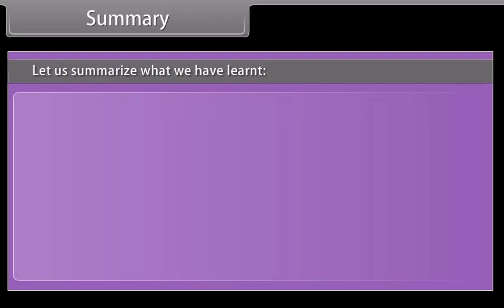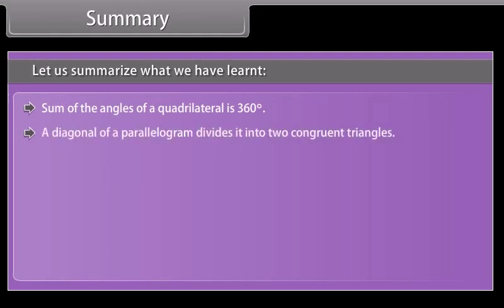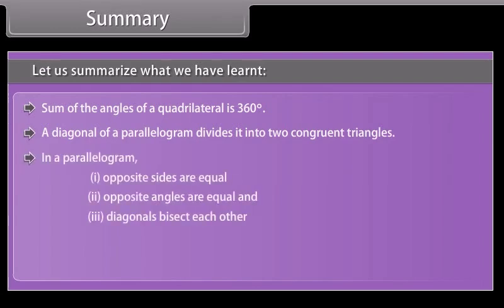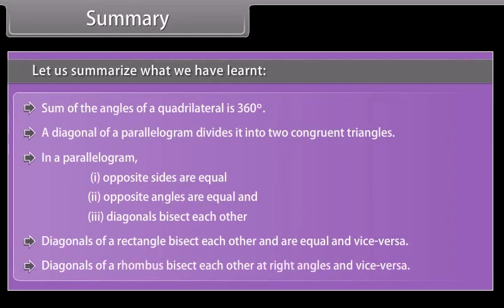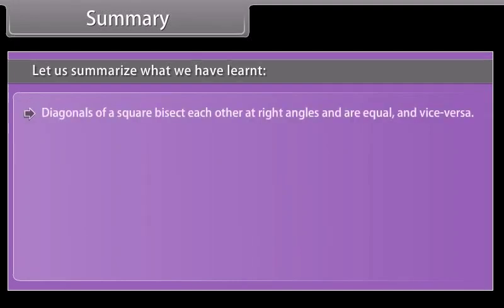Summary. Let us summarize what we have learned. The sum of the angles of a quadrilateral is 360 degrees. A diagonal of a parallelogram divides it into two congruent triangles. In a parallelogram, opposite sides are equal, opposite angles are equal, and diagonals bisect each other. Diagonals of a rectangle bisect each other and are equal, and vice versa. Diagonals of a rhombus bisect each other at right angles, and vice versa. Diagonals of a square bisect each other at right angles and are equal, and vice versa.